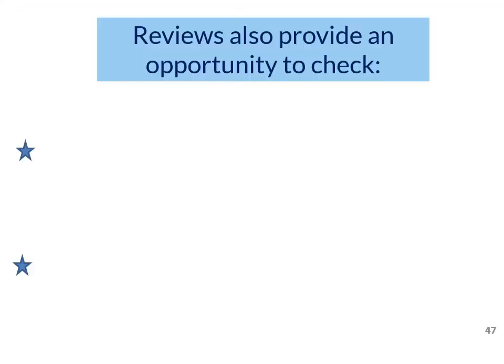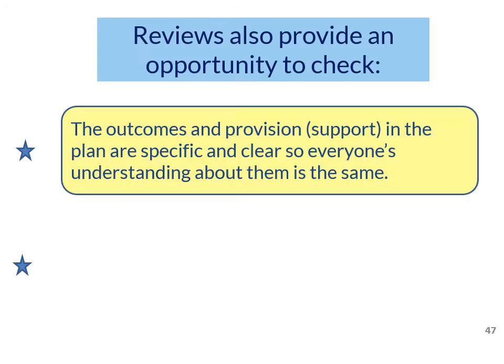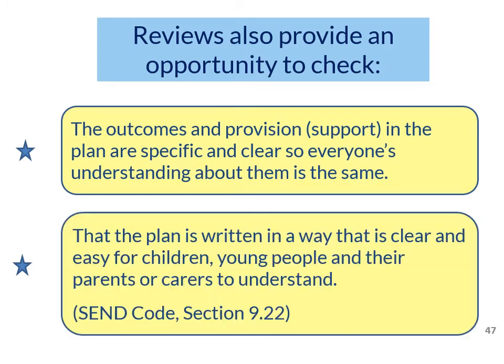Annual reviews also provide an opportunity to check that the outcomes and provision or support in the plan are specific and clear so that everyone's understanding of them is the same. Also, to check that the plan is written in a way that is clear and easy for children and young people and their parents and carers to understand, which is what the SEND code expects of an EHC plan.